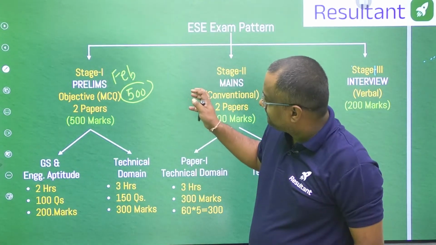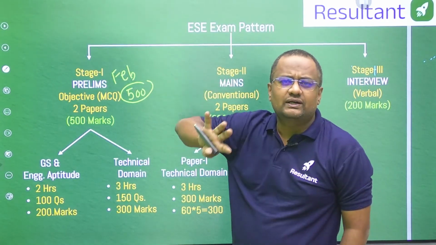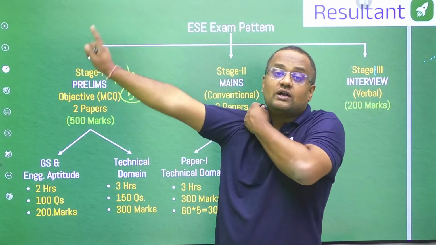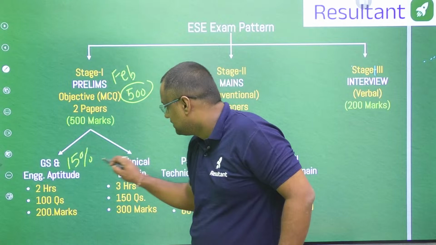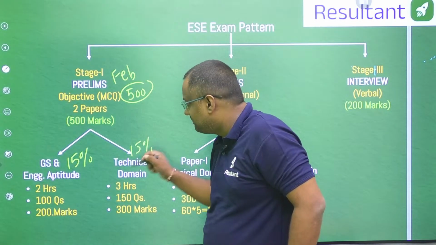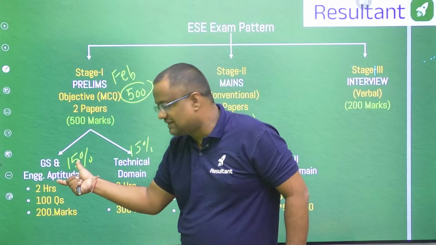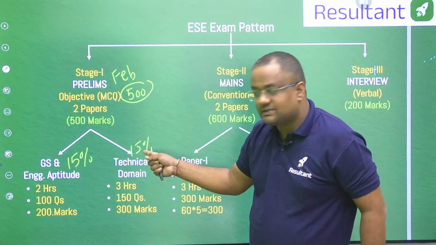So out of this 500, 210, 220, 230 is the cutoff. And let me tell you this, many of you do not know that there is an individual cutoff here too. 15% is the individual cutoff. That means at least out of 200, 15%, 30 marks, you should get here for the final selection. Out of 300, guys, 15% is 45 marks.